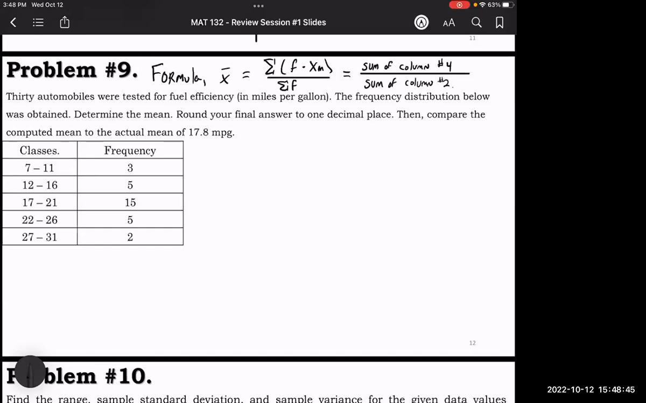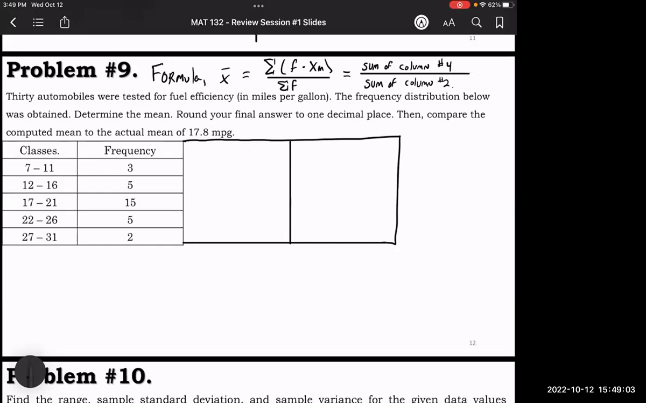So what I need to do is extend my table. My table already has 2 columns. The first column is my class. The second column is the frequency. I need 2 more columns. The 2 more columns that I need are going to be the midpoints, which are XM, and then our frequency times the midpoint.